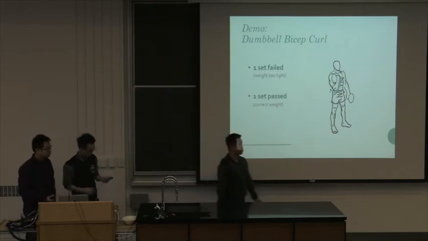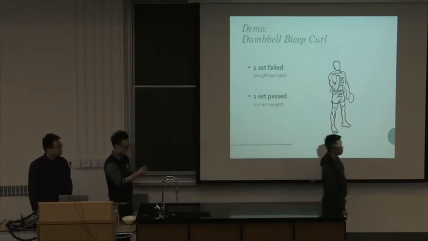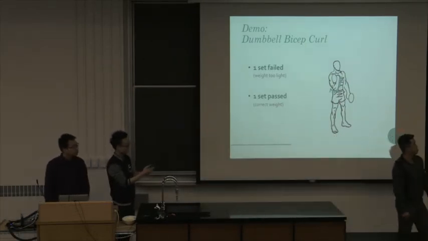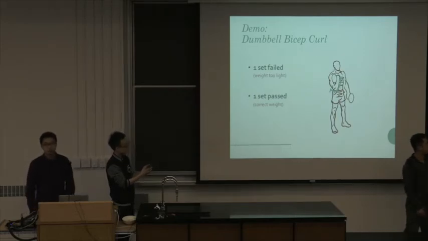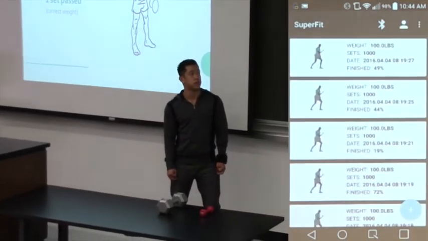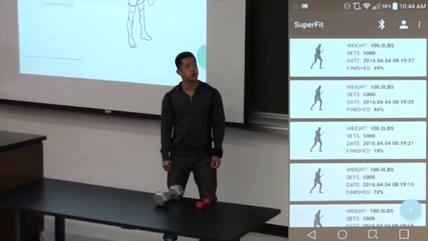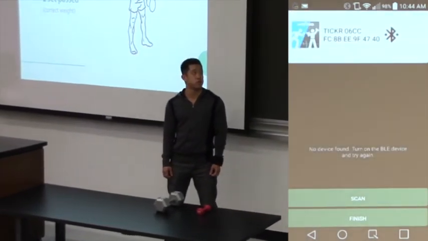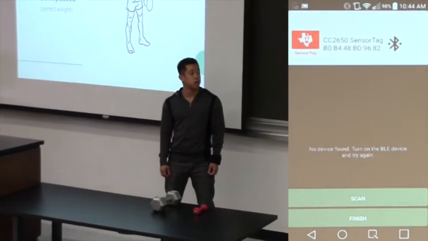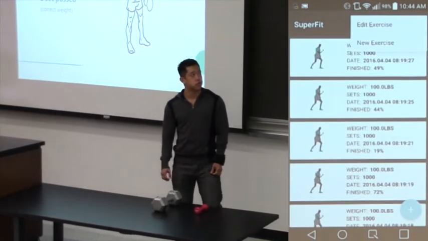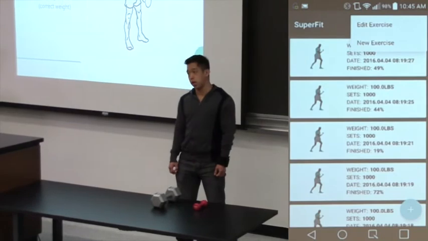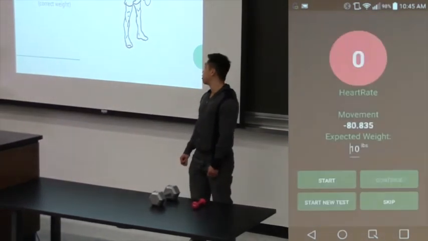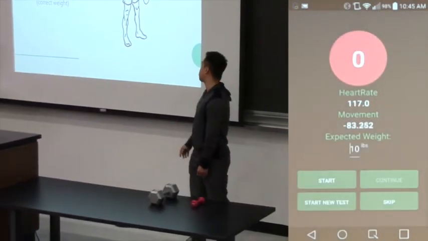So what you see on the screen is the homepage of SuperFit. To set up user profile, just simply have a choice of setting up name and so on. And also to set up the connection to the Bluetooth with sensors, simply tap the Bluetooth icon, and then we can confirm that. So for this particular demo, I'll be demonstrating an exercise called dumbbell bicep curl, as illustrated in the picture here.